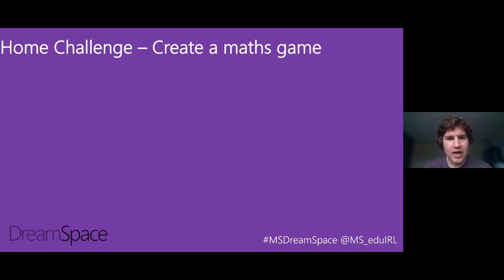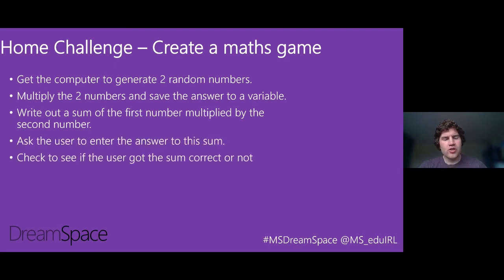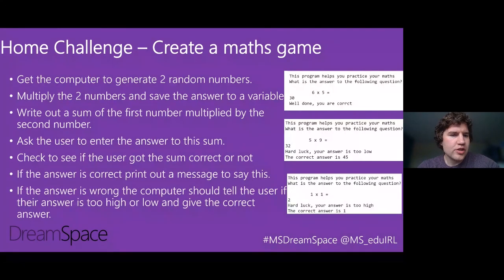So we'll kick off with our home challenge from the last day. Hopefully you got to give it a go and it went okay, but we'll work through it now. What you had to do was get your code to generate two random numbers. You then had to multiply those two numbers together and save that answer to a variable. We would then get the program to print out the sum of the multiplication and ask a question to see if the user could get the question right. The user would then have to give an answer, and the program would decide if it's right or wrong, and we'd move on from there.